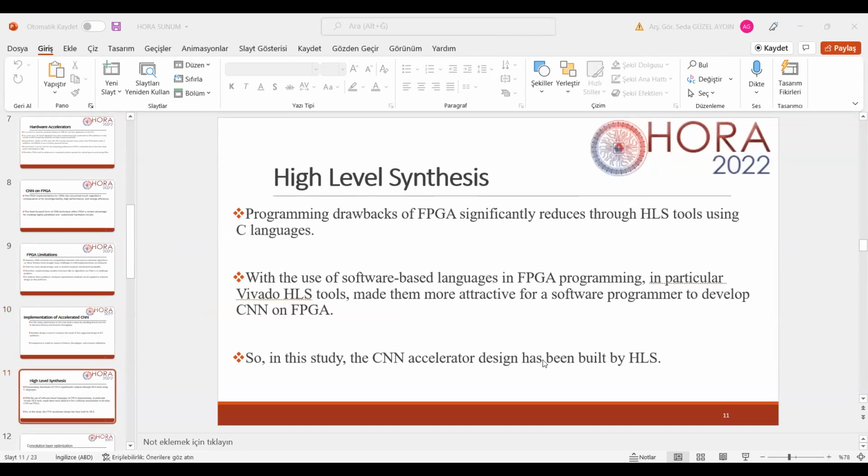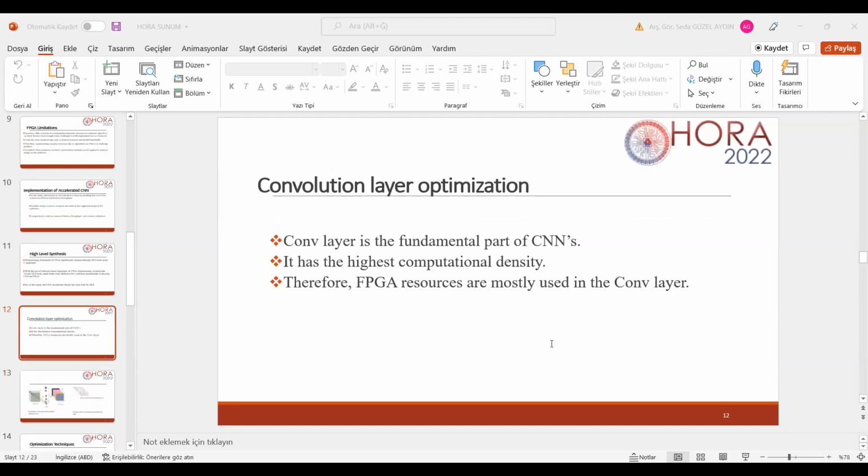We use high-level synthesis. The programming drawback of FPGA is significantly reduced via the HLS tool using the C language. With the use of software-based languages in FPGA programming, in particular Vivado HLS tools, FPGAs became more attractive for software programmers to develop CNNs on FPGA. So we use HLS to implement CNN on FPGA. We optimize the convolution layer because it is the fundamental part of CNNs. It has the highest computational density. Therefore, FPGA researchers mostly focus on the convolutional layer.